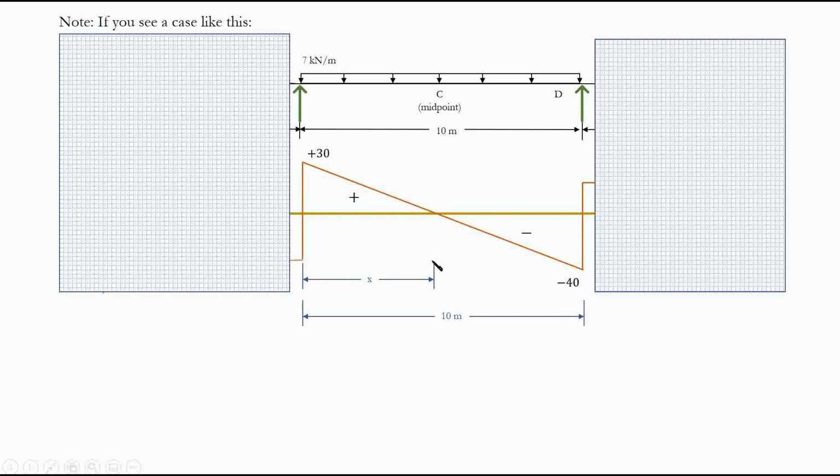But how do you know the area when you don't know x? So it means that when you have a situation like this, you have to find this distance and this distance, right? In order to draw the moment diagram.